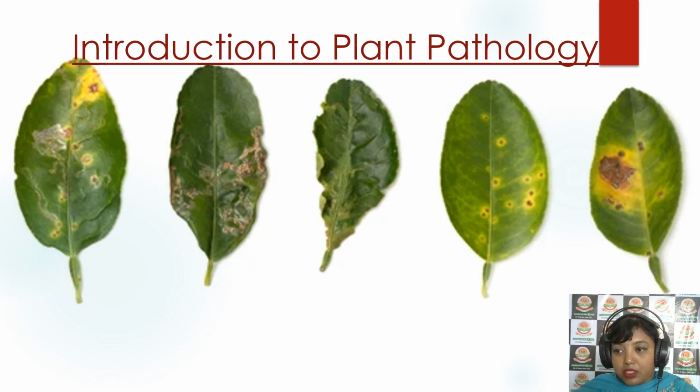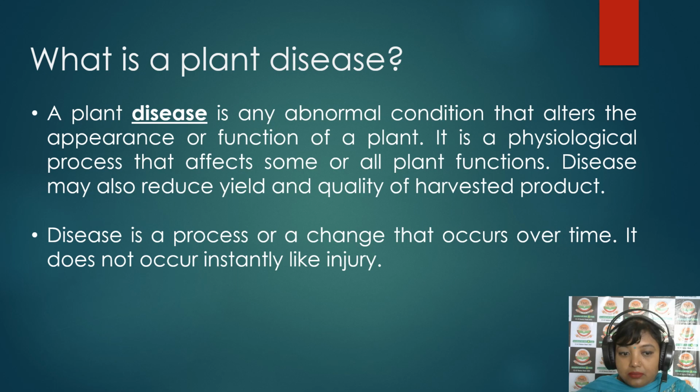So first of all, we should know what is plant disease. A plant disease is any abnormal condition that alters the appearance or function of a plant. As we have seen in the pictures, it altered the appearance of the plant leaves. It is a physiological process affecting some or all of the plant functions. When a few or all plant functions have been altered, then it is called a diseased plant. The disease may also reduce the yield and quality of the harvested product.